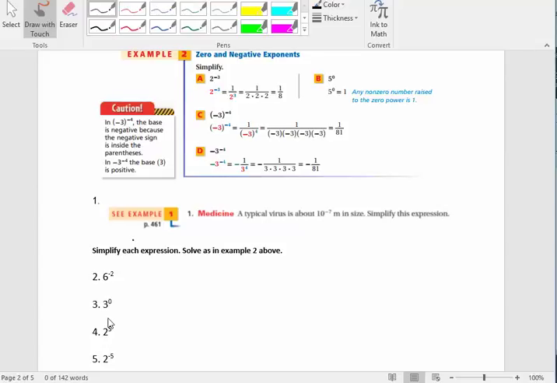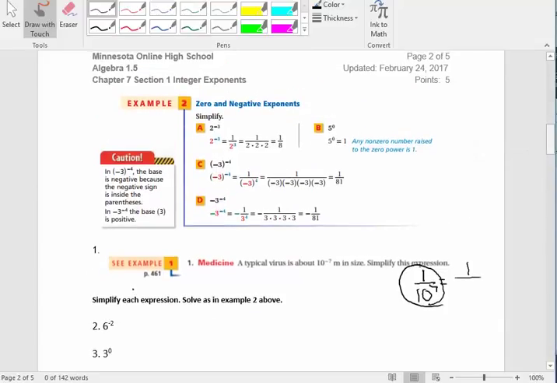Simplify this expression. So we need to write that as 1 over 10 to the 7th. And then simplify that would be 1 with a lot of zeros after it. You can just leave your answer like that. Okay, next we're going to then work on problems like example 2 here.